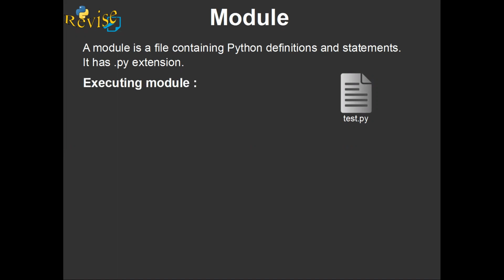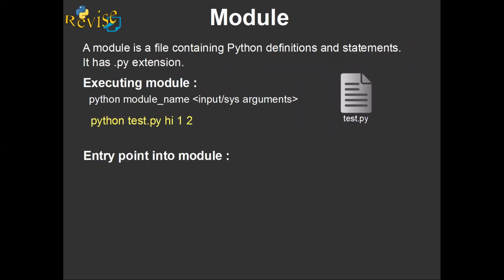So how can you execute a module, or how do you execute a Python file where your program resides? Simply write python, the module name, and give the input or sys arguments, the input arguments to the file, and this is how you execute your module. This is your example: python test.py 1 2. Those are input parameters. Entry point into the module.